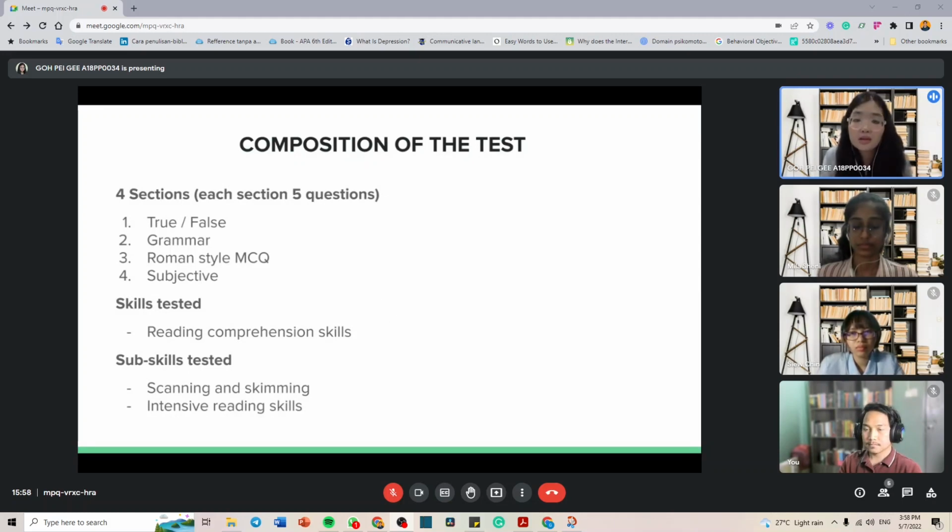And the main skill that is tested in this test will be reading comprehension skills, and the sub skills are scanning and skimming, and also intensive reading skills, which need the test takers to read the text and know the meaning behind the text.